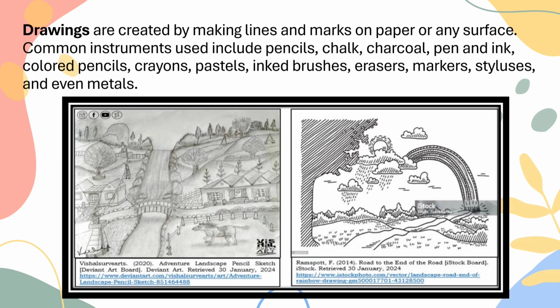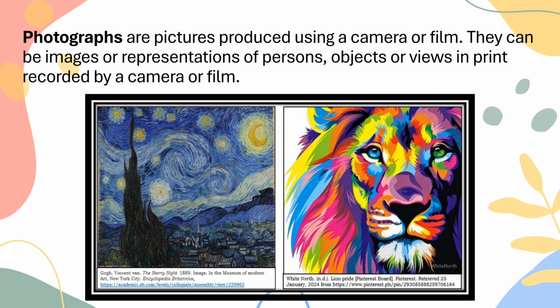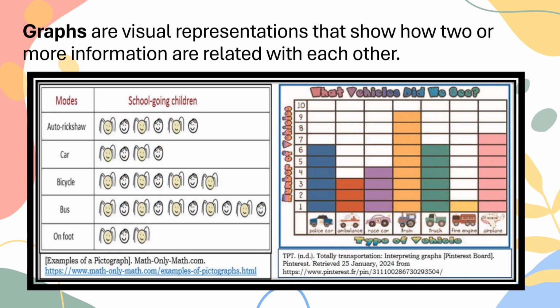Drawings are created by making lines and marks on paper or any surface. Common instruments used include pencils, chalk, charcoal, pen and ink, colored pencils, crayons, pastels, inks, brushes, erasers, markers, styluses, and even metals. Photographs are pictures produced using a camera or film. They can be images or representations of persons, objects, or views in prints recorded by a camera or film. Graphs are visual representations that show how two or more information are related with each other.